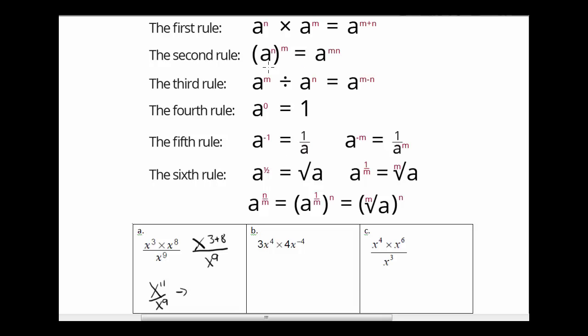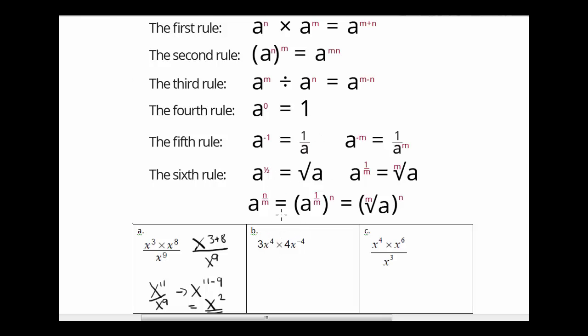Now if you look at the one that's divide, you're just subtracting the indices, so essentially you've got x to the 11 minus 9, and that now gives you an answer of x squared. So just break the problem down and do it one stage at a time.